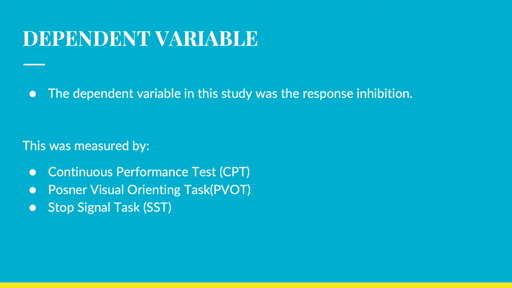Participants were presented with either an X or an O and asked to press the key on the keyboard corresponding to each letter, either the Enter key for an X or the 0 key for an O. When participants heard a tone, they were supposed to inhibit their response and not press any key.